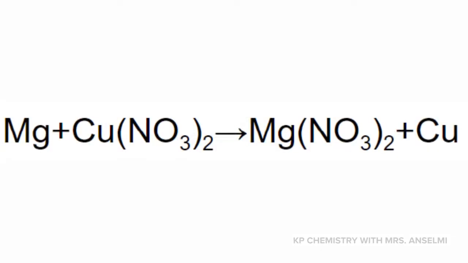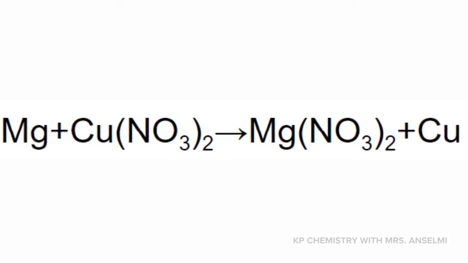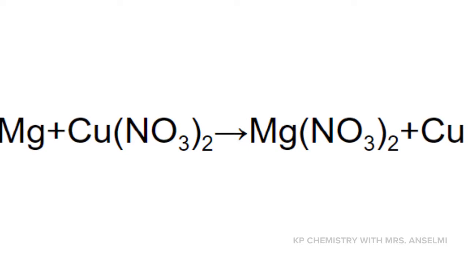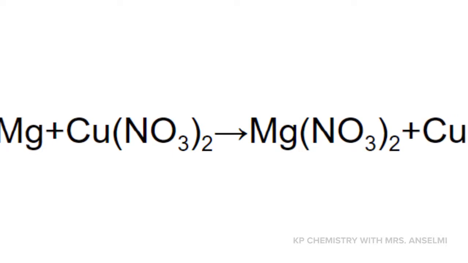When a strip of magnesium metal is placed in a solution of copper(II) nitrate, it replaces the copper. The products of the reaction are magnesium nitrate and copper. This can only happen because magnesium is a more active metal than copper. Single replacement reactions only occur when the element that's doing the replacing is more reactive than the element that's being replaced.